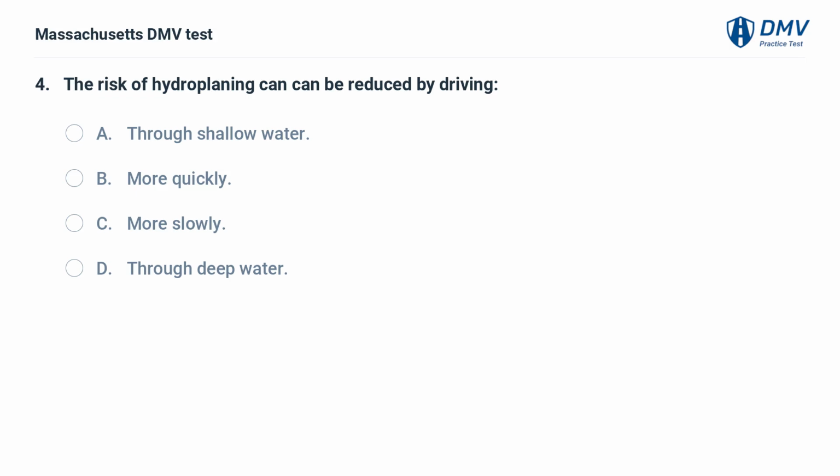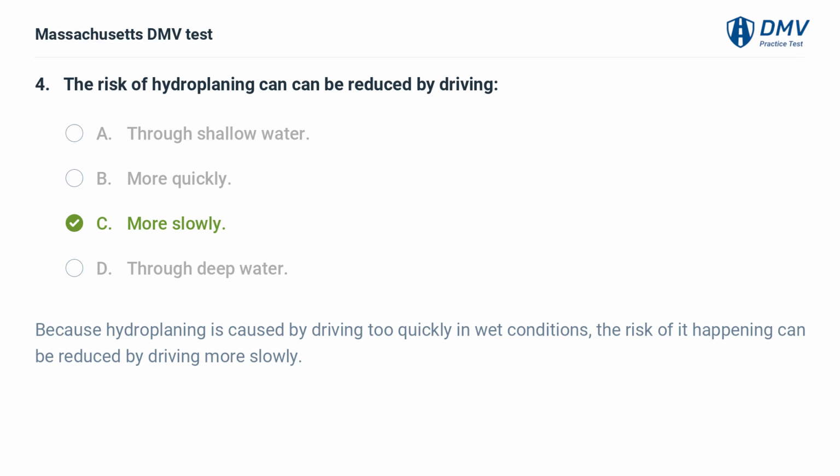The risk of hydroplaning can be reduced by driving A. Through shallow water. B. More quickly. C. More slowly. D. Through deep water. C. More slowly. Because hydroplaning is caused by driving too quickly in wet conditions, the risk of it happening can be reduced by driving more slowly.